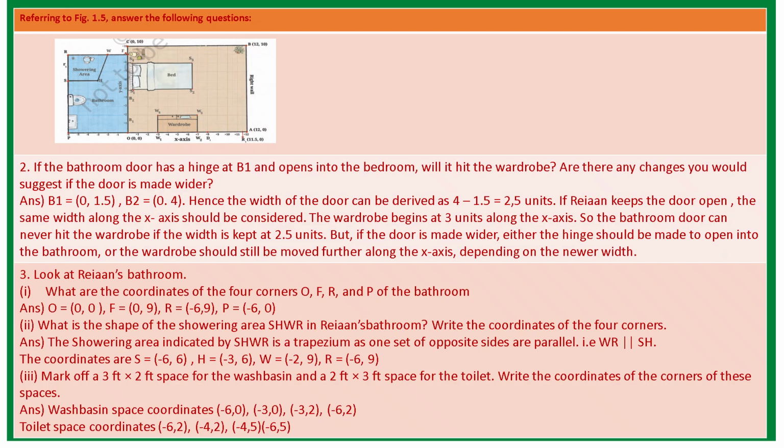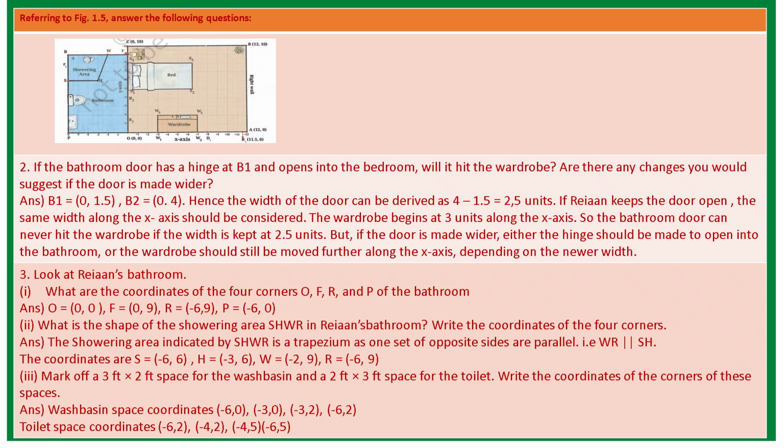If the bathroom door has a hinge at B1 and opens into the bedroom, will it hit the wardrobe? Are there any changes you would suggest if the door is made wider? B1, the coordinates are (0, 1.5). B2 is (0, 4). Hence, the width of the door can be derived as 4 minus 1.5, which is 2.5 units. If Rayan keeps the door open, the same width along the x-axis should be considered.